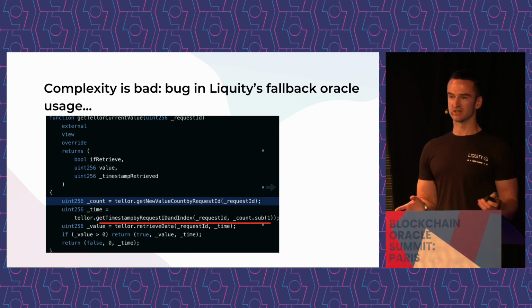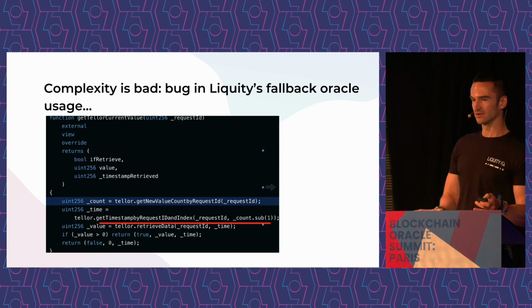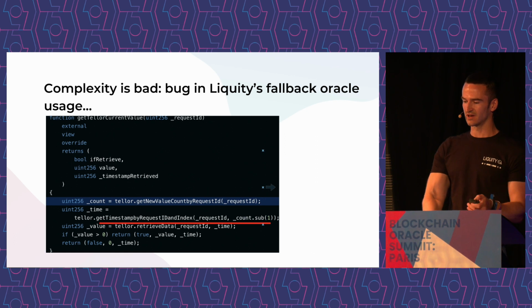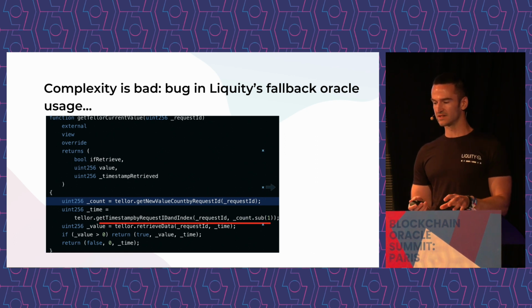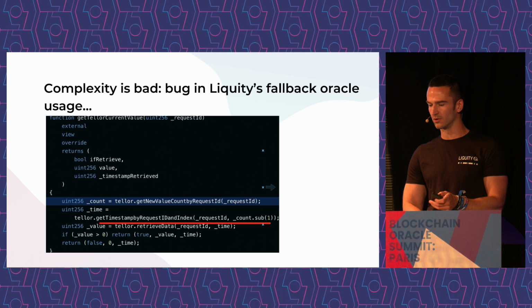So we couldn't fix this because Liquidity is immutable. Thankfully, Tellor was able to implement a fix for us, just before they themselves went immutable. So they solved this. And just to note that, Liquidity had never switched from the primary to the fallback, so it was always using the primary Oracle. But had it ever switched to using the fallback, then if the primary had failed, we would have been vulnerable.